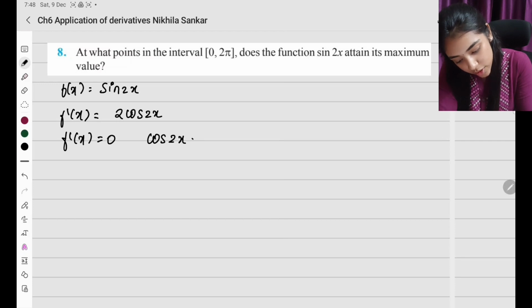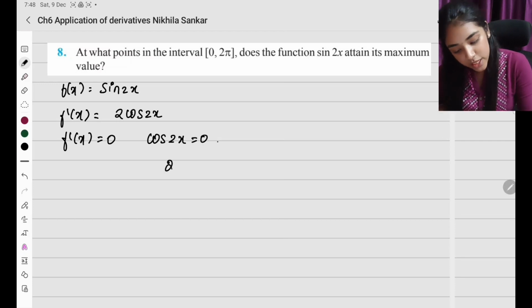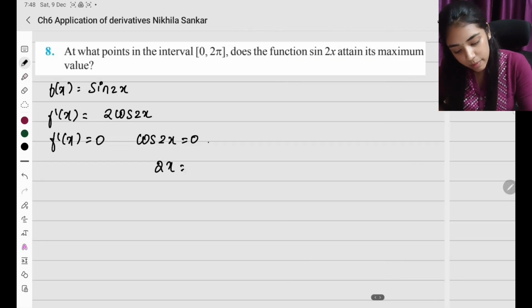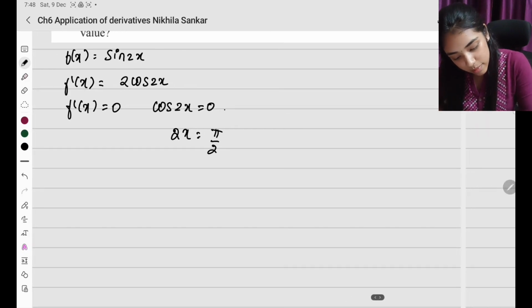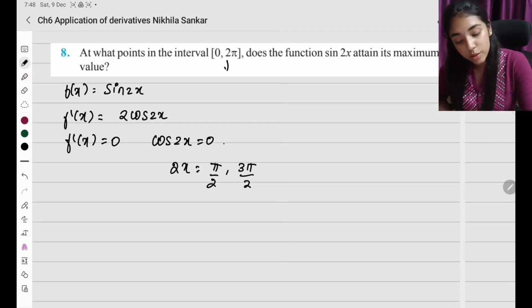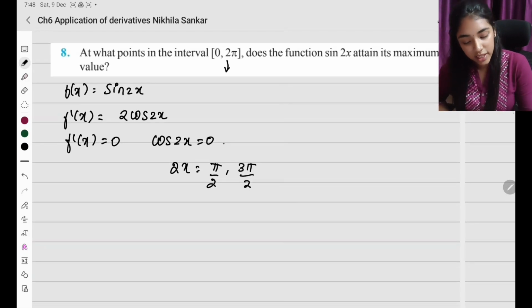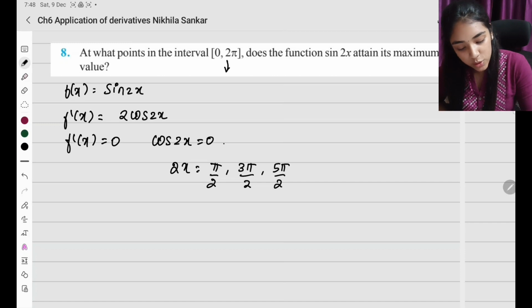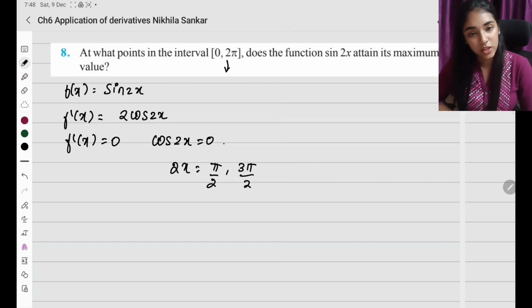I have cos 2x equals 0, which means 2x can take the values, cos 0 is 1, cos pi by 2 we can take. So I have cos pi by 2 and it can take the value 3 pi by 2. The interval is going to be 0 to 2 pi. So these are the only values. If they don't give 0 to 2 pi, you can keep going, 5 pi by 2, 7 pi by 2, it can go on. But my interval is going to be 0 to 2 pi. So you can omit all these values.